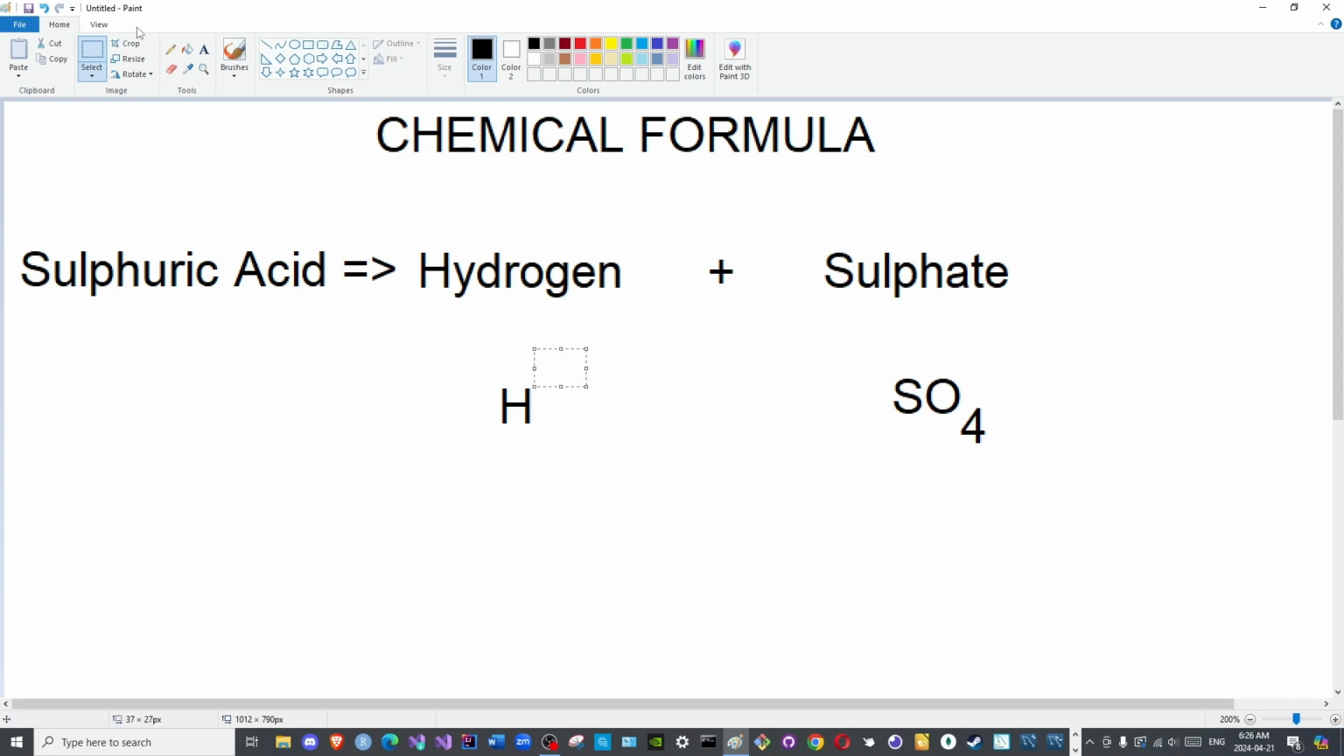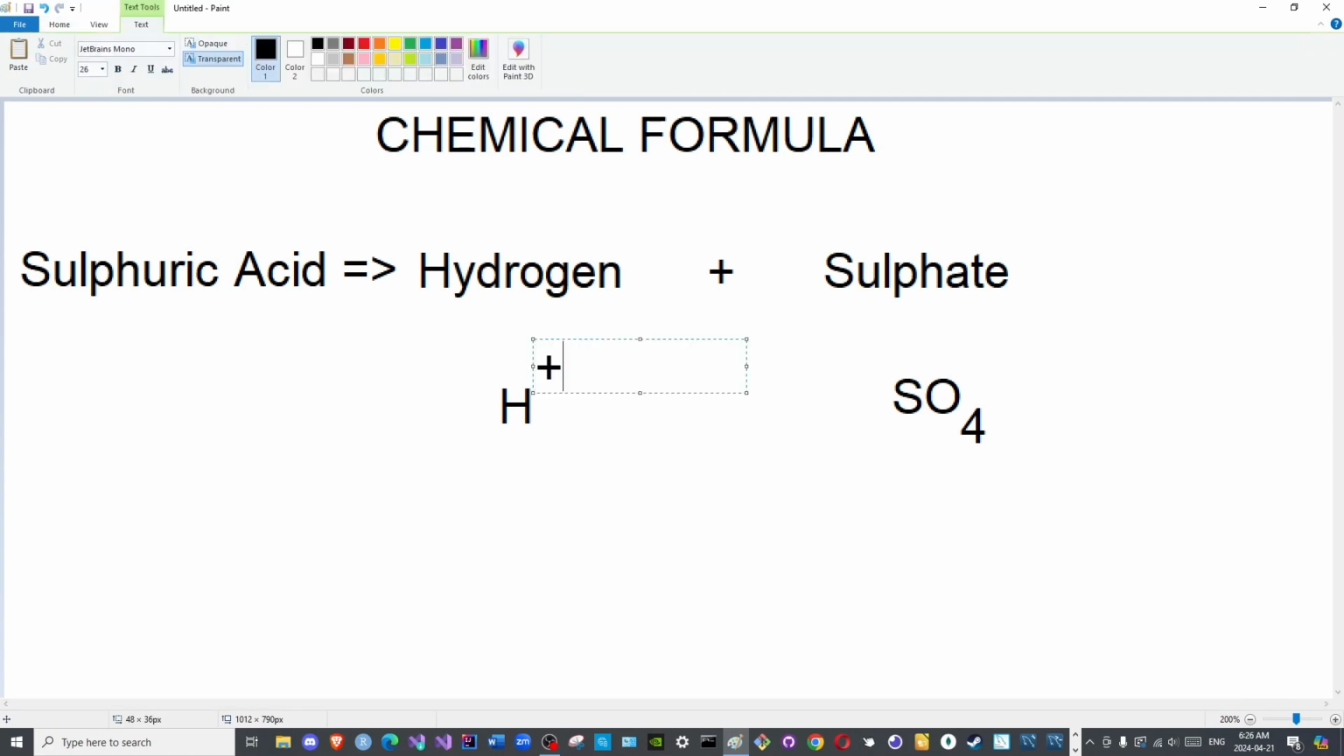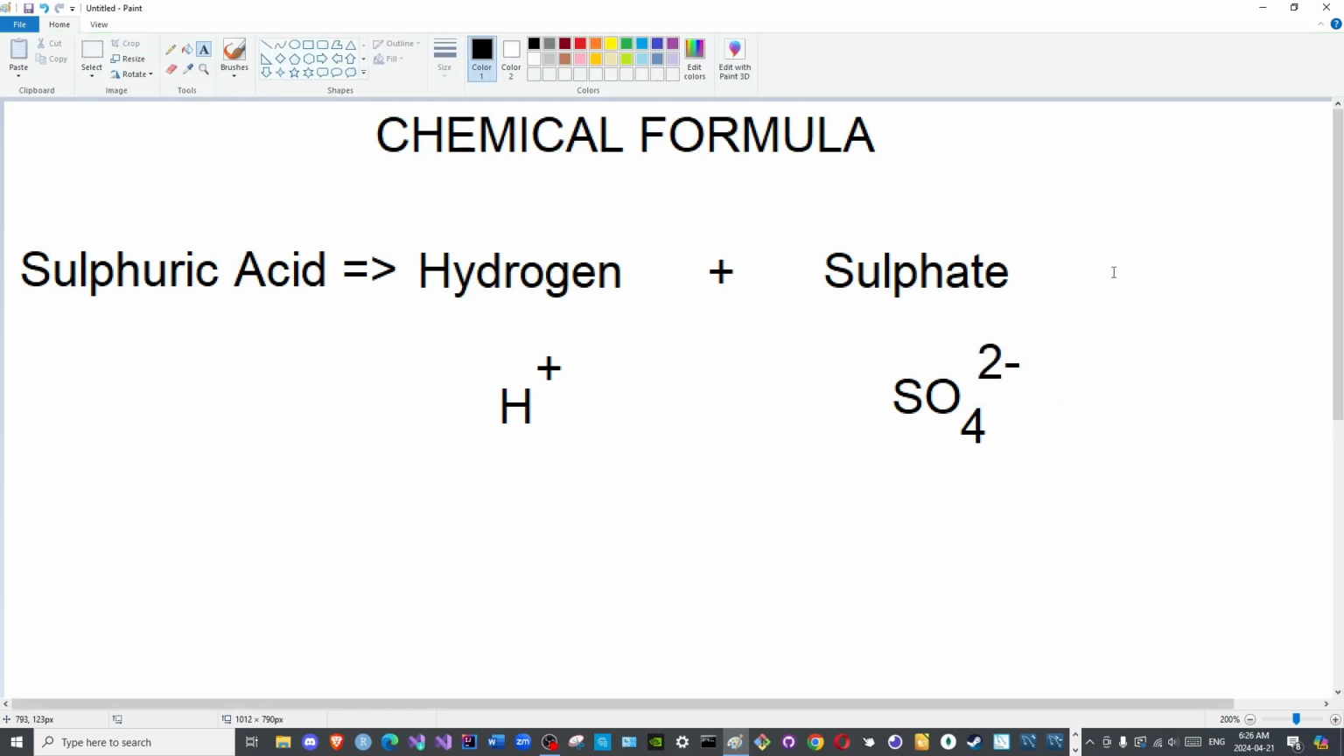Hydrogen is plus one. And sulfate is minus two, or 2 minus, however you wish to write it. Both are used, though this is more commonly used. To deduce the chemical formula, we substitute the numbers or the valency of the charge. So we will bring the plus 1 as a subscript here, and the 2 without the charges, obviously, as a subscript here.